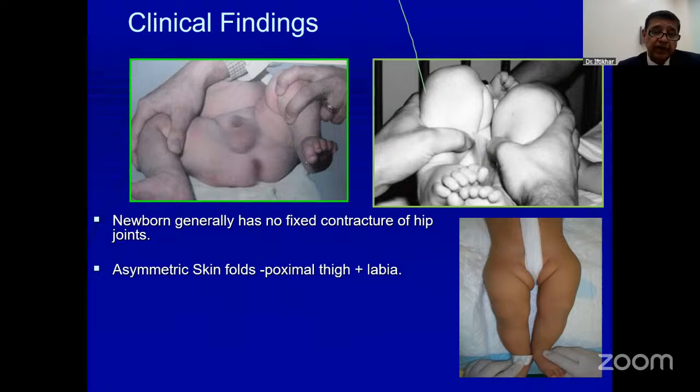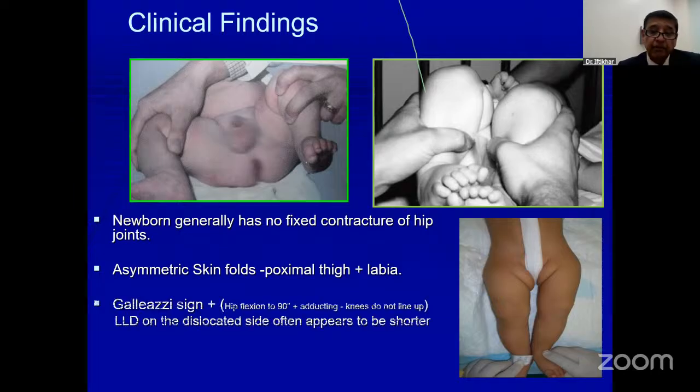If you flex the knees 90 degrees and hips 90 degrees, and you look at the height of one of the knees, it is lower than the other, which suggests there is a dislocation or subluxation of the hip there. Asymmetrical skin folds, especially in the proximal thighs, can also be significant. Galeazzi's sign is what I just explained: hip flexion to 90 degrees, adduction, and the knees do not line up at the same level.